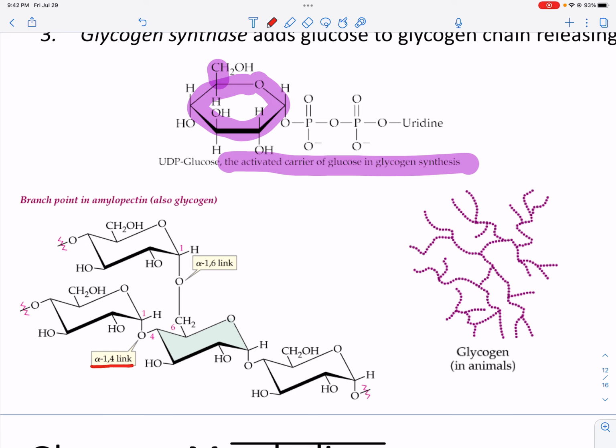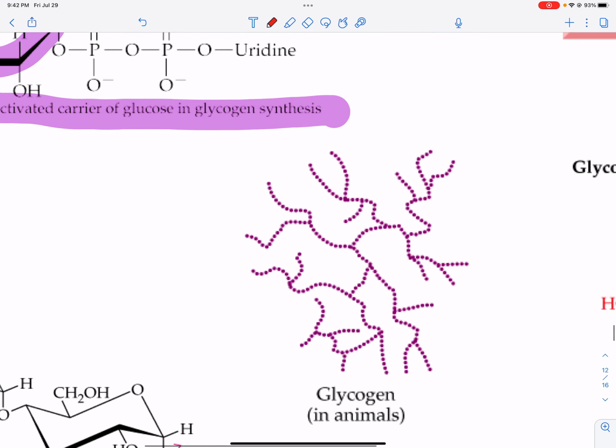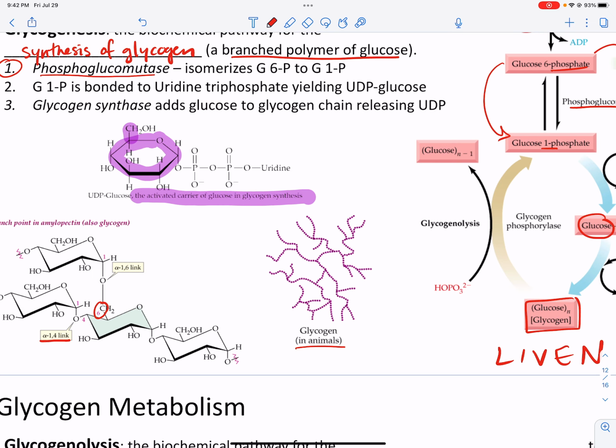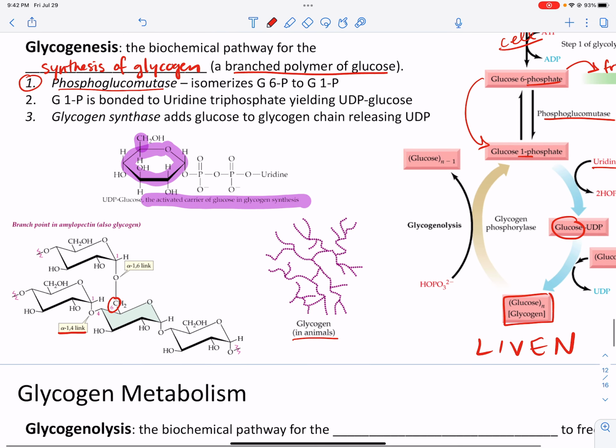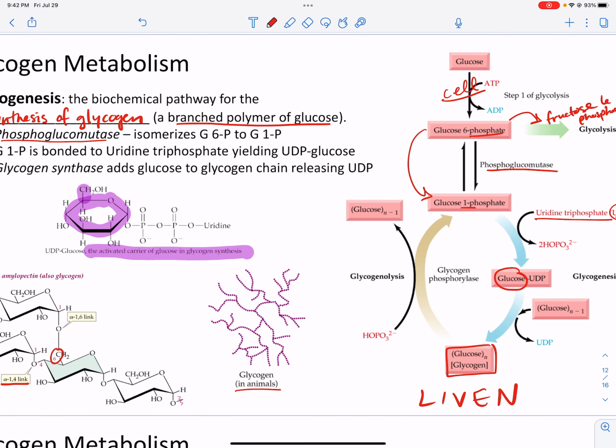And you can also branch off carbon 6. All this branching ultimately gives you a structure that might start to look like this in mammals. It's this very branched structure as it grows and forms and stores more and more glucose. All right, so that's the formation of glycogen. That is glycogenesis. That's the blue arrows, and this is anabolic.